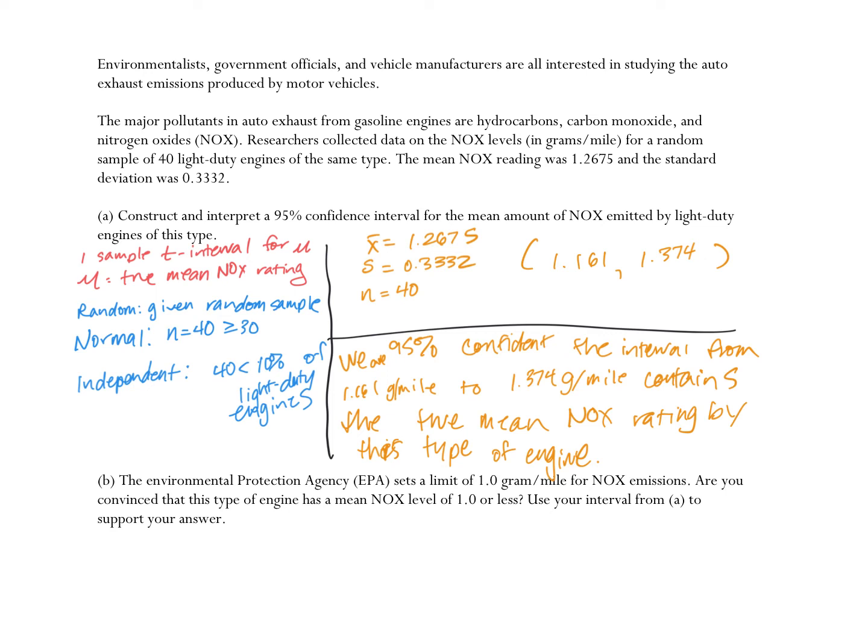Now, the EPA says there's a limit of 1 gram per mile. Are we convinced that this has a mean nitrous oxide level of 1 or less? No, because the entire interval is greater than 1, yeah?